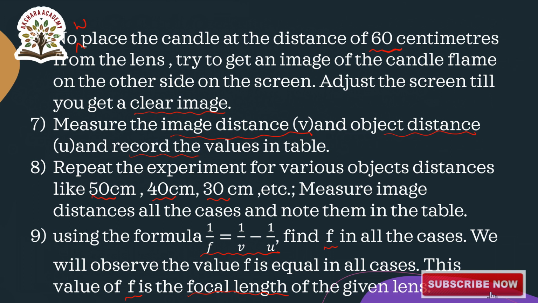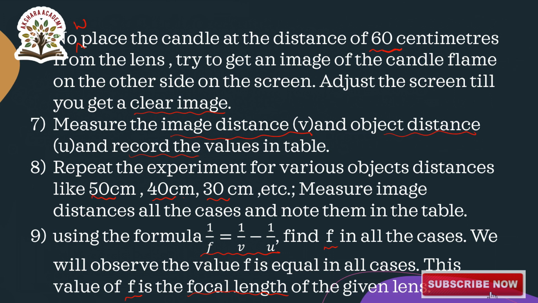Repeat the experiment for various object distances like 50 centimeters, 40 centimeters, 30 centimeters, etc. Now measure the image distances in all the cases and note them in the table. Using the formula 1 by f is equal to 1 by v minus 1 by u, where f is the focal length, v is the image distance and u is the object distance, find f in all the cases. We will observe the value of f is equal in all cases. This value of f is the focal length of the given lens.